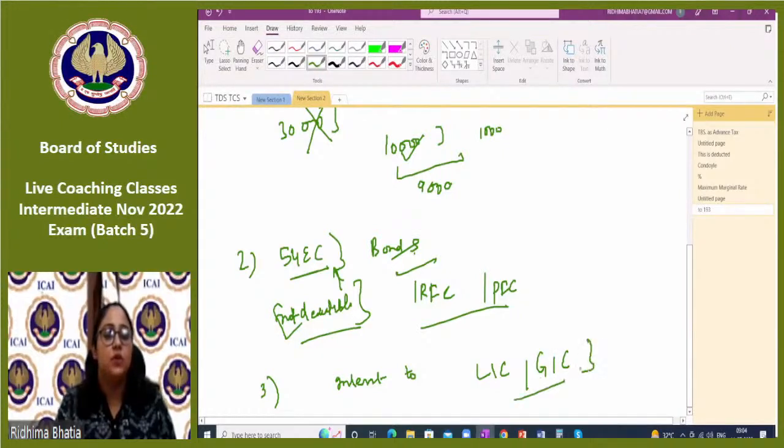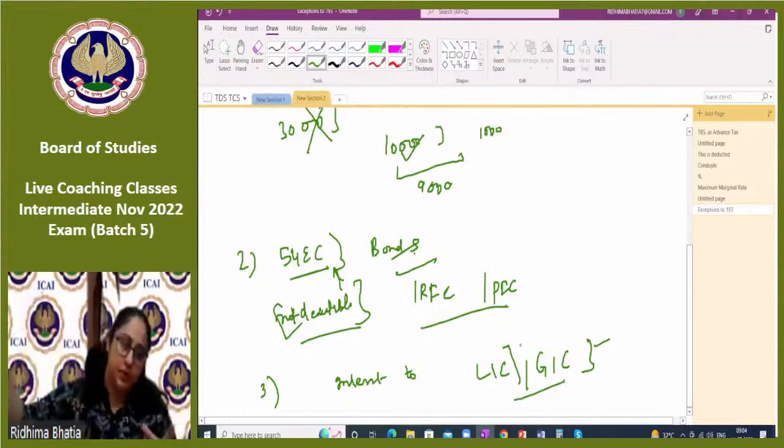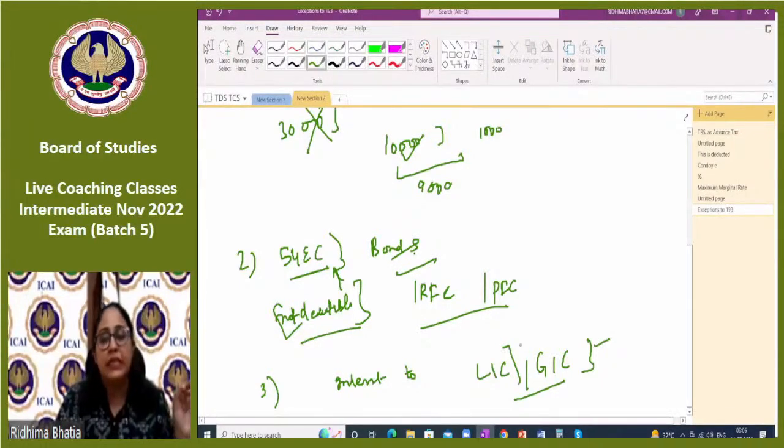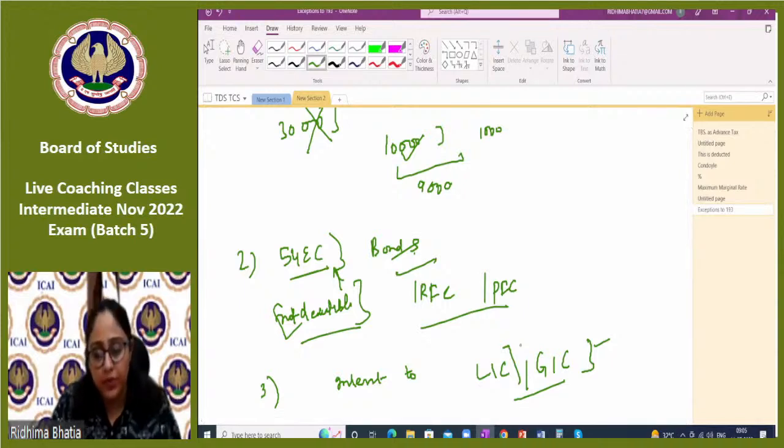LIC or GIC क्या होते हैं? Life insurance company or general insurance company, if the interest is paid to them, no TDS would be deducted. LIC ने किसी bonds में invest किया, किसी भी bonds में, ठीक है? And they are getting the interest on it. On that interest, TDS would not be deducted. ठीक है? Any bonds.